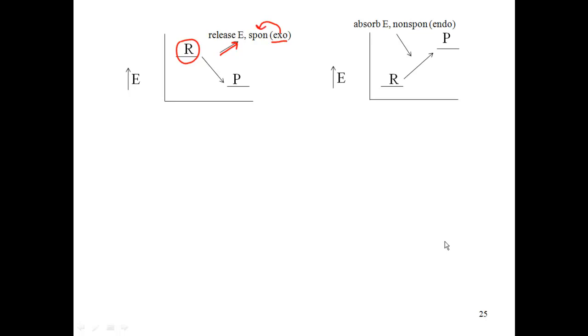On the other side of the coin, we could have reactants that are very low energy, very stable, unreactive. Well, to get to a higher energy state of product, it's going to have to absorb energy from somewhere else. We refer to that as an endothermic process. And since it has to get energy from somewhere else, we say it's a non-spontaneous reaction. But we also stated that heat is not the total picture when determining if a reaction is spontaneous or not. There are other processes involved that decide if the entire reaction is spontaneous or not.